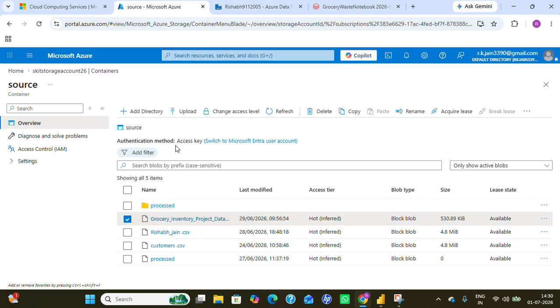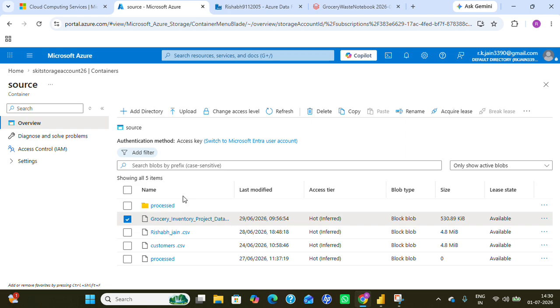First, I uploaded the CSV file into Azure Data Lake Storage Gen 2. This storage acts as the source of my project. Instead of using a local file, the dataset is securely stored in Azure Cloud so it can be processed automatically.